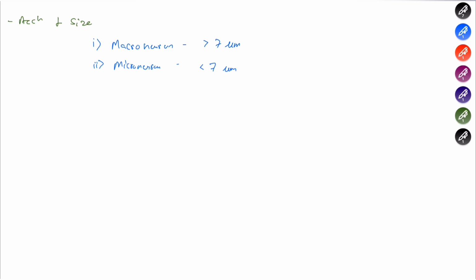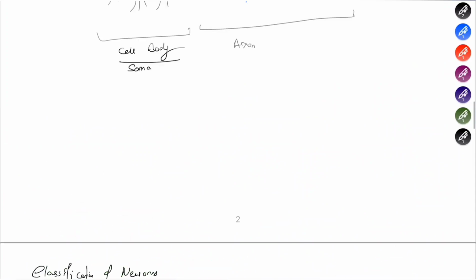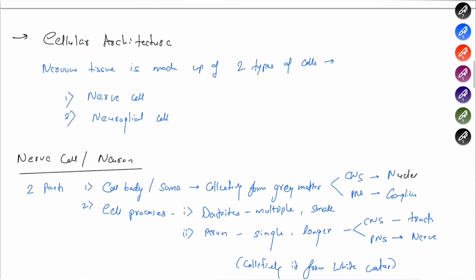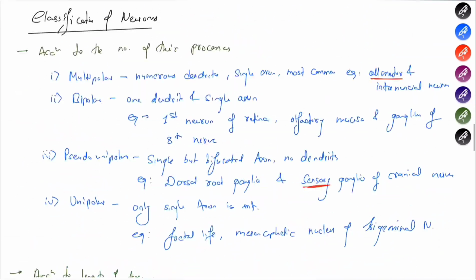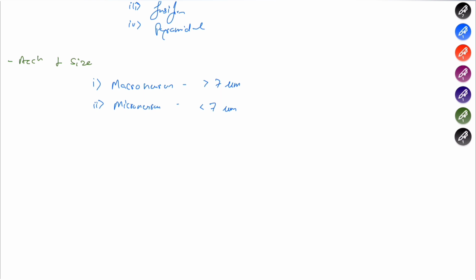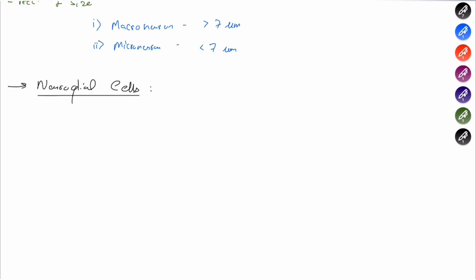So this is all about the neurons, and we know that nervous tissue is not only formed by the neurons but also consists of neuroglial cells. So the next is the neuroglial cells. The adjacent cells to the nerve cell are the neuroglial cells. There are a total of 5 types of neuroglial cells. Let's see one by one.